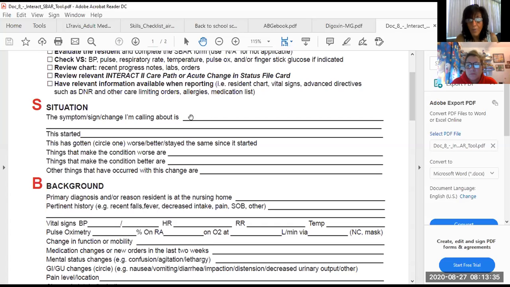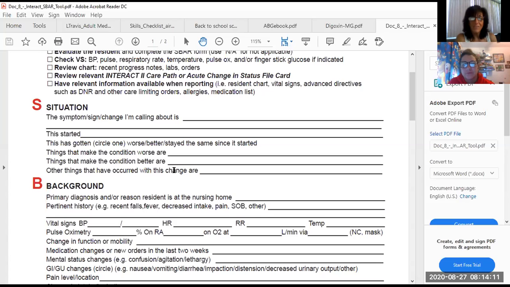So why are you calling the doctor? When did it start? Did it get worse or better or stay the same since it started? What makes it worse? What makes it better? And anything else that happened differently with that thing you're calling about. Right? So did she start a new medication yesterday and now today she's all messed up? You see? So that I could put two and two together and go, I wonder if it's a medication reaction. Or did nothing change and she literally woke up like this? Okay.